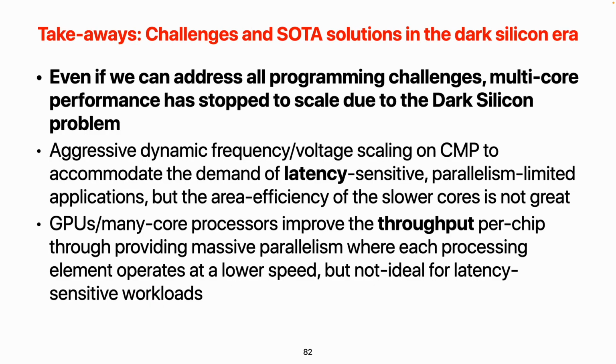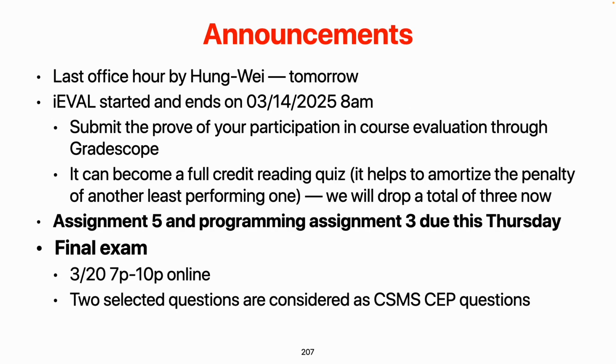All right, but on the other side, GPUs or many-core processors improve the throughput per chip by providing massive parallelism, where each processor runs at a lower speed. But it's still not ideal, because remember, each of the ALUs is still running at a very, very low frequency. So if you have a latency sensitive workload, you still have to rely on your CPUs.